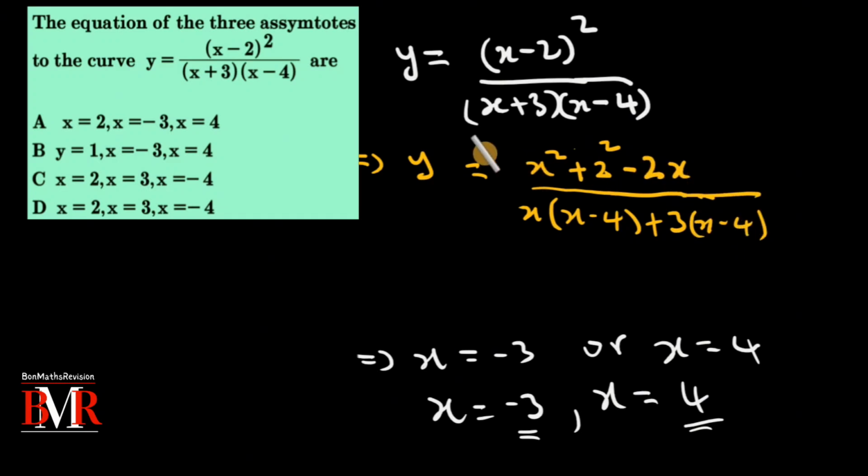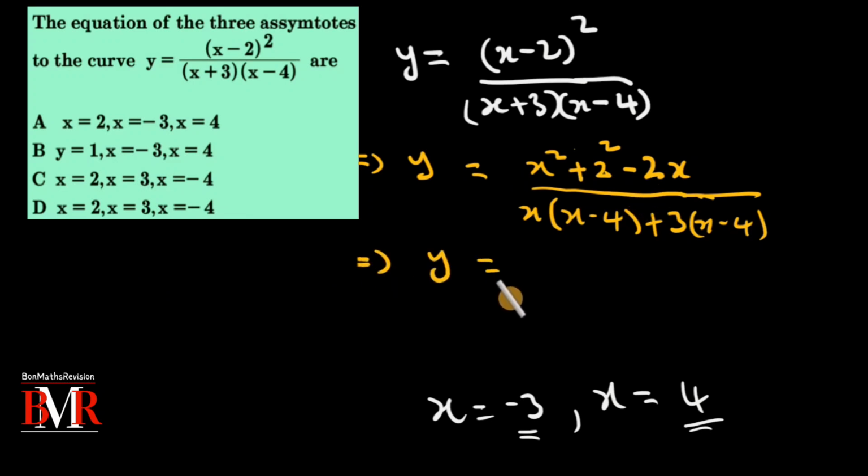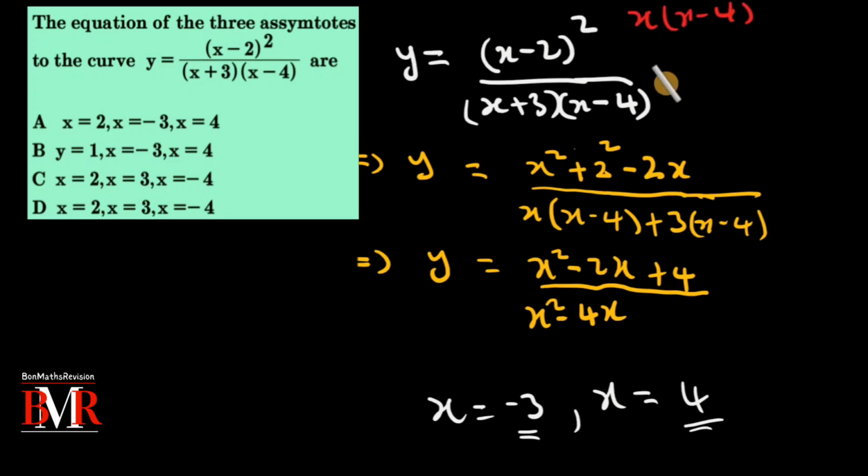To expand this numerator, I've used the algebraic formula (a minus b) all squared equals a squared plus b squared minus 2ab. That's how I got this: y equals x squared minus 2x plus 4, since 2 squared is 2 times 2, which is 4, all over x squared minus 4x. Since x into (x minus 4) is the same as x times x, which is x squared, minus x times 4, which is 4x. You also know 3 into (x minus 4) is the same as 3 times x, which is 3x, minus 3 times 4, which is negative 12.